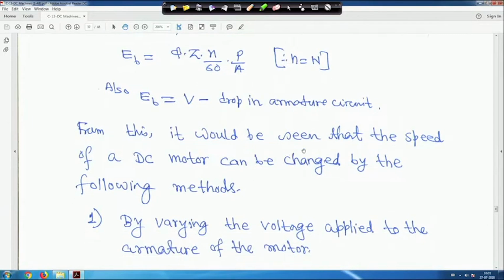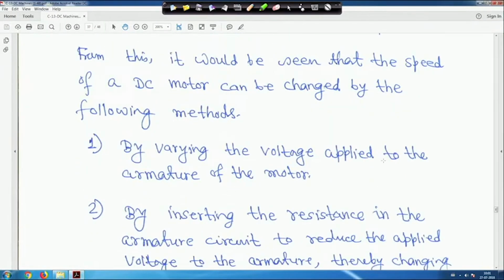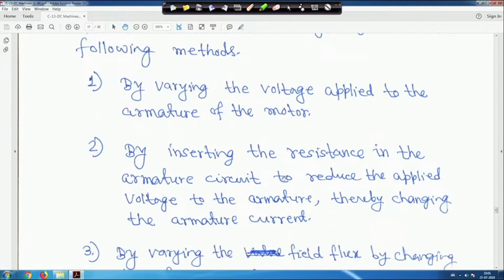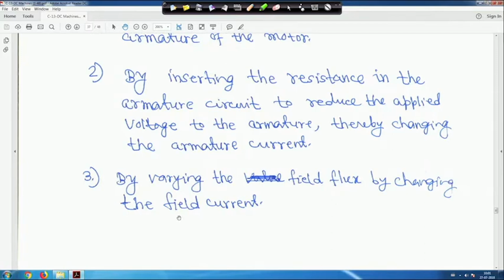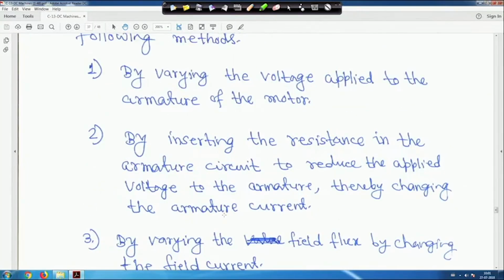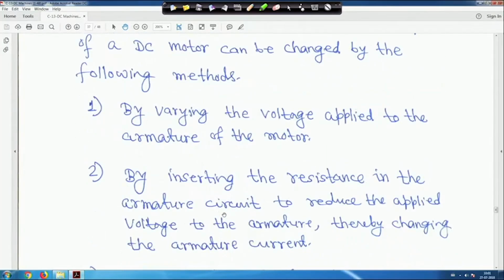From this, it would be seen that the speed of a DC motor can be changed by the following methods. One is by varying the voltage applied to the armature of the motor, that is, you can vary V, the applied voltage. Another is by inserting a resistance in the armature circuit to reduce the applied voltage to the armature, thereby changing the armature current. And number 3 is by varying the field flux by changing the field current. These are the 3 different ways of changing the speed of the DC motor.